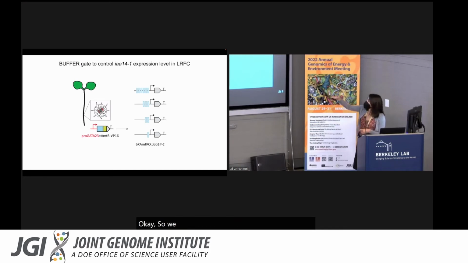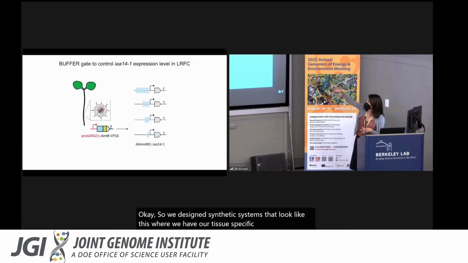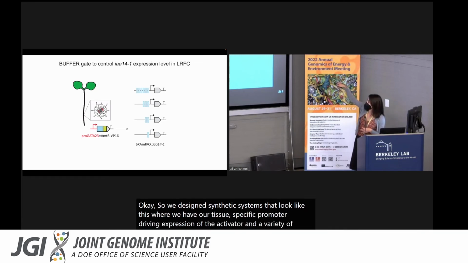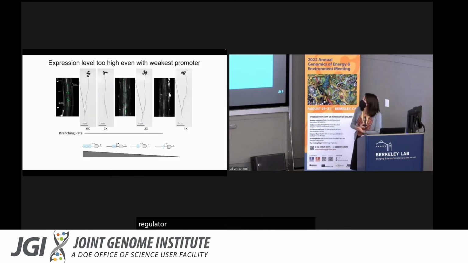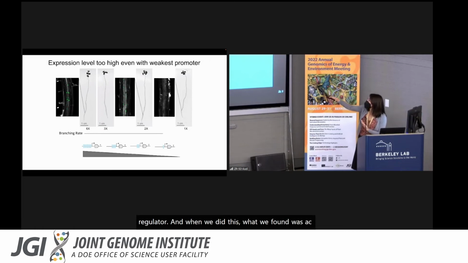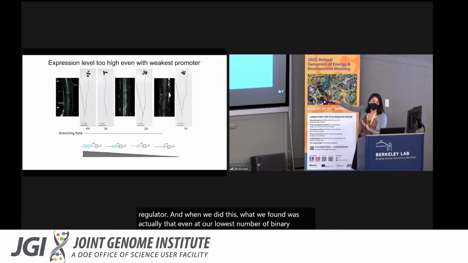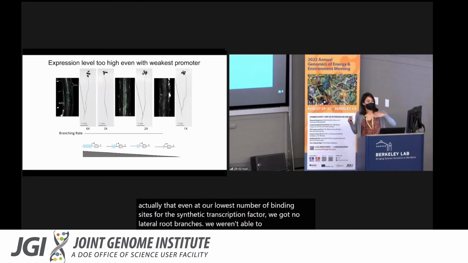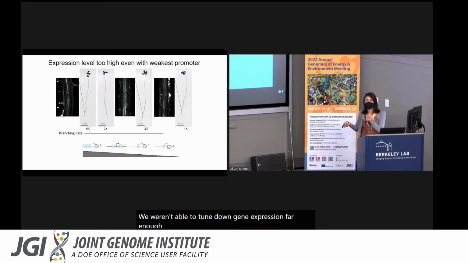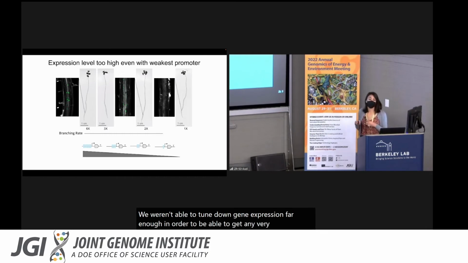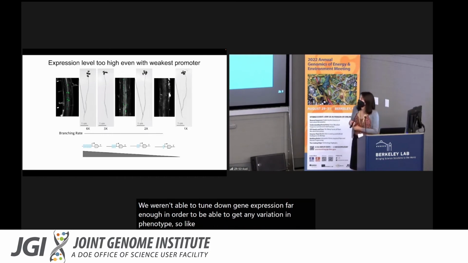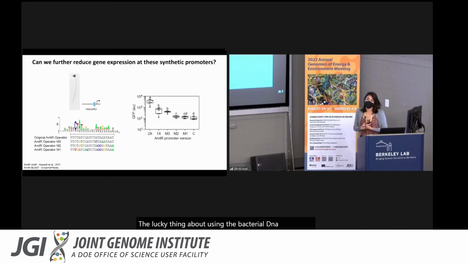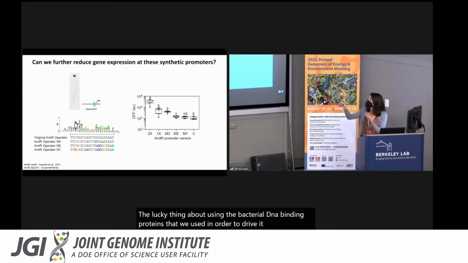Okay, so we designed synthetic systems that look like this, where we have our tissue-specific promoter driving expression of the activator and a variety of synthetic promoters driving expression of that mutant developmental regulator. And when we did this, what we found was actually that even at our lowest number of binding sites for the synthetic transcription factor, we got no lateral root branches. We weren't able to tune down gene expression far enough to get any variation in phenotype.